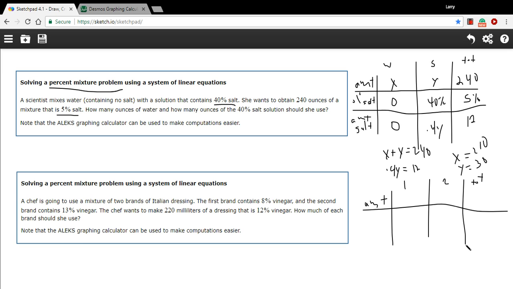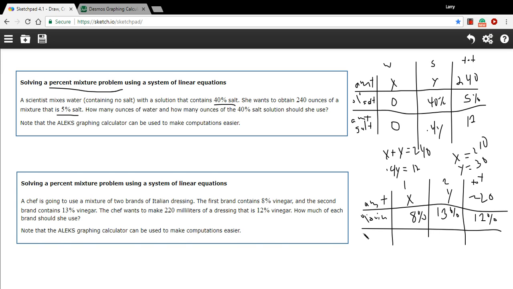So brand 1 and brand 2, we don't know. We're not being told how much of each of the two is going to mix together. That's what we want to find out. So let's just call brand 1 X and brand 2 Y. But the total, the chef wants to make 220 milliliters of dressing total, so put 220 there. Now let's do the percent of vinegar. So the first one has 8%, and the second one 13%. And in the end, what we want is 12%.